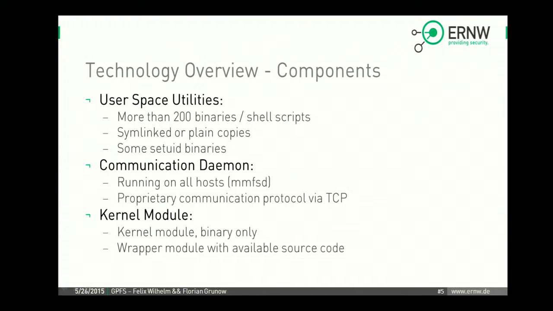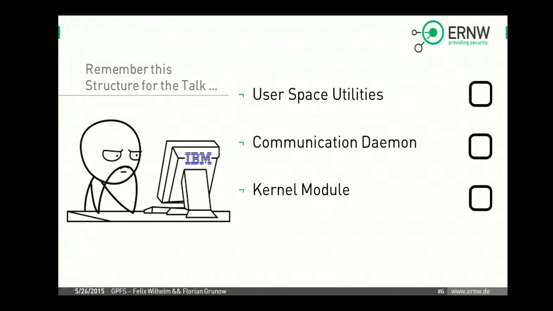Then you have the communication daemon running on all of the hosts. It is called MMFSD. And it uses a proprietary communication protocol via TCP to shove around the data and to get information. One of the main parts is the kernel module, or rather the two kernel modules that are rolled out. The core kernel module is a binary-only kernel module, and then you have a wrapper module around it that is available as open source, which makes it quite nice to research.